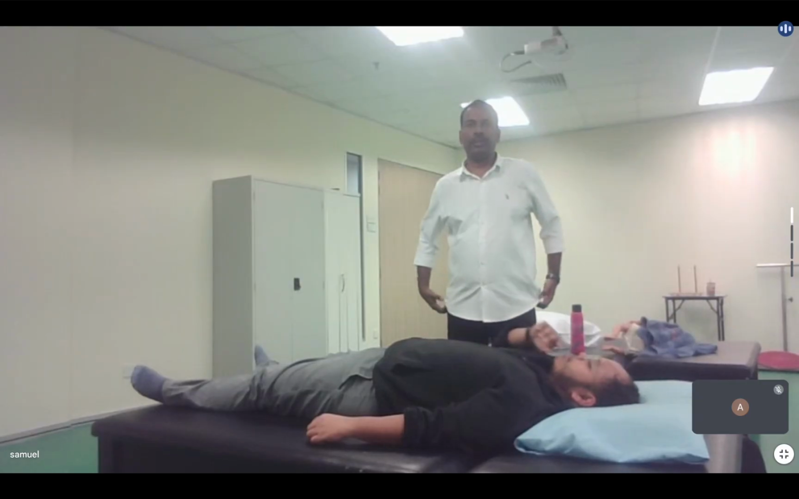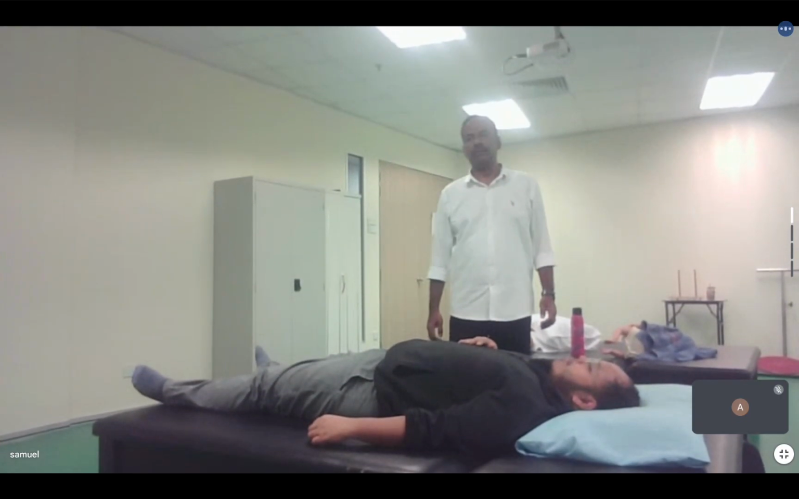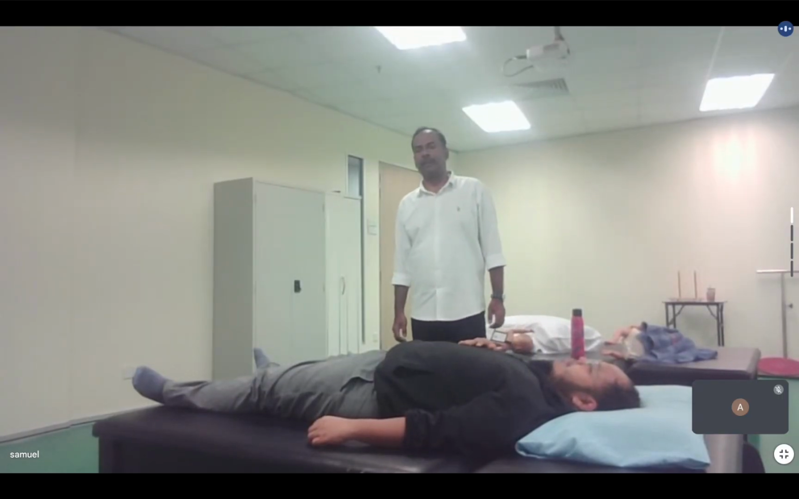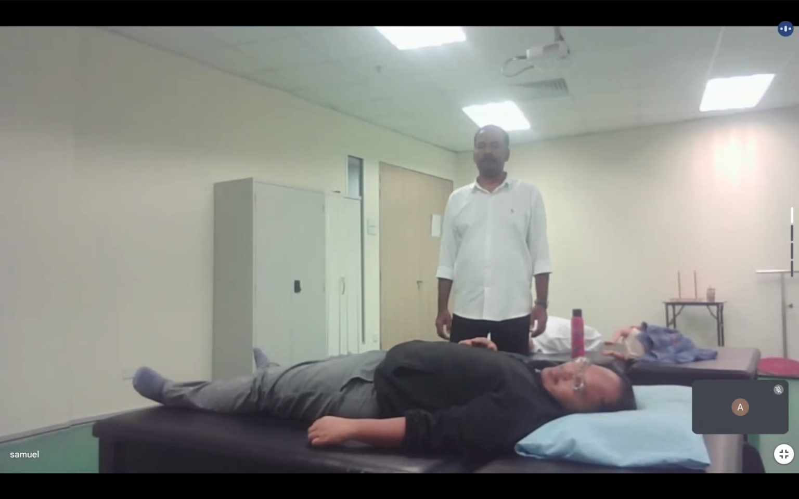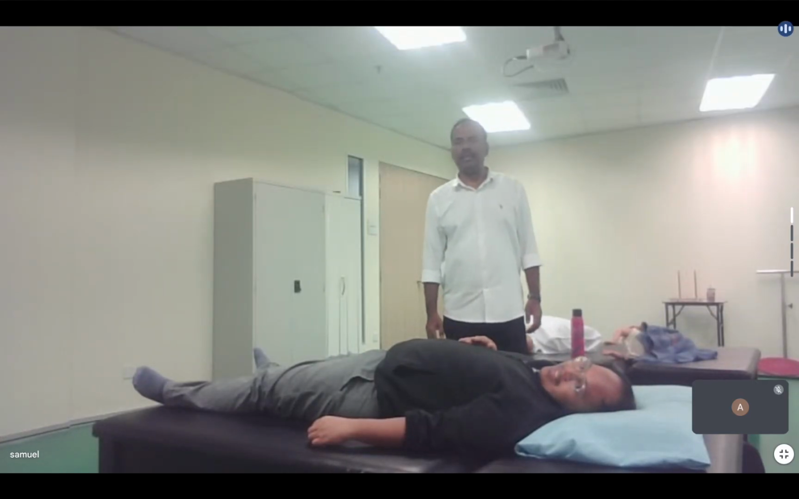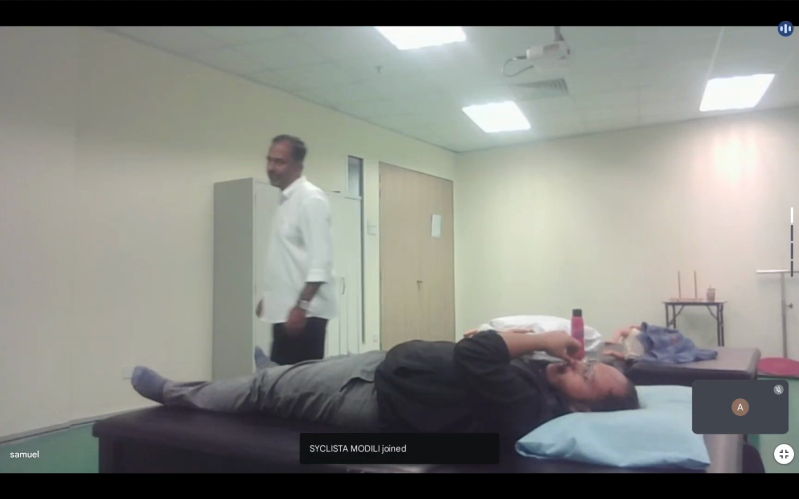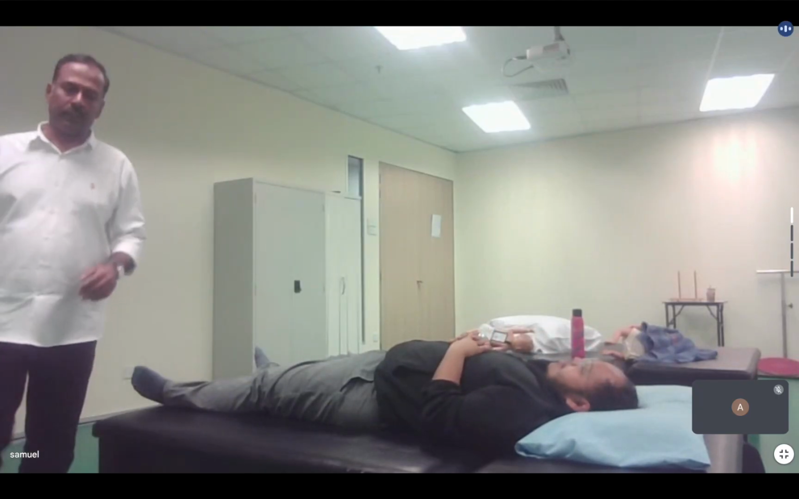Decerebrate and decorticate posturing. So decerebrate is extension or flexion? Decerebrate is flexion or extension? Extension. Decerebrate is extension posturing. Decorticate is flexion. So decerebrate is going to be extension posturing.